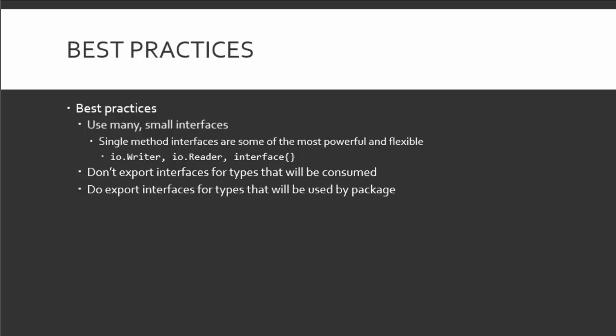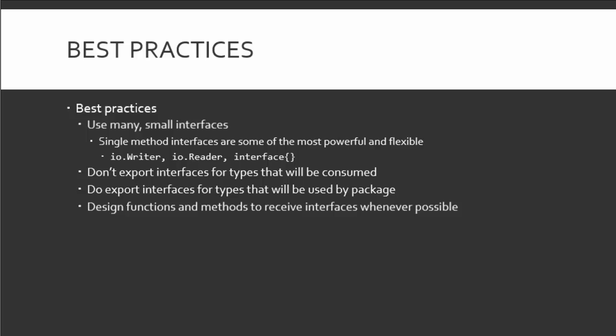So again, these two points are exactly opposite of how you're going to think about interfaces if you're coming from another language such as C# or Java that have explicit implementation of interfaces. So when you're defining a type that you're going to be consuming in your package, then go ahead and export interfaces. That way whoever's using your package can create their own concrete types and implement the interfaces that you need, so you don't need to worry about the implementation. You just need to worry about the behaviors that they're exposing to you.